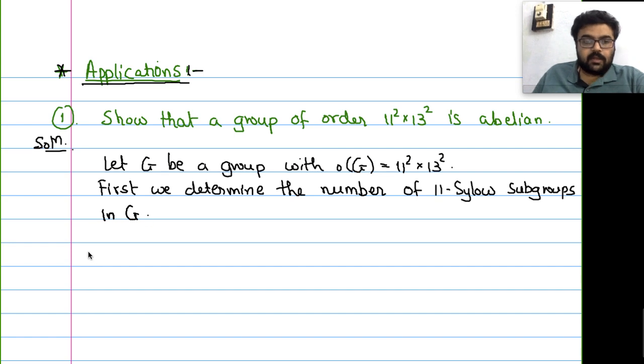So by Lemma, how many subgroups are there? The number of P-Sylow subgroups is the order of G upon the order of the normalizer NP, where P is any P-Sylow subgroup. This is the exact number, but by Sylow's third theorem, we know that the number is of the form 1 plus kp. Here 11 is a prime, so it is of the form 1 plus 11k.